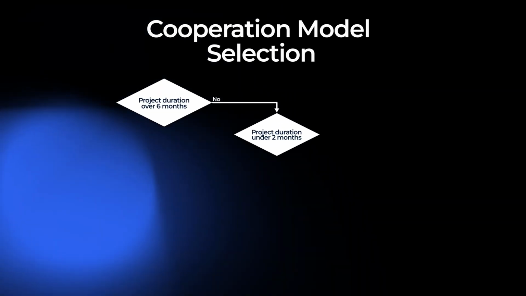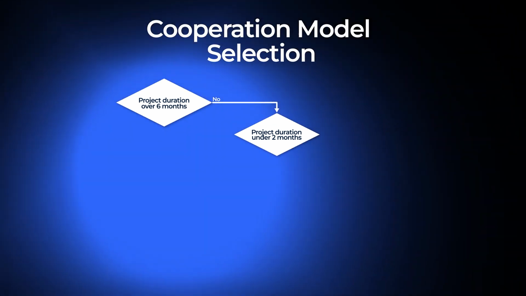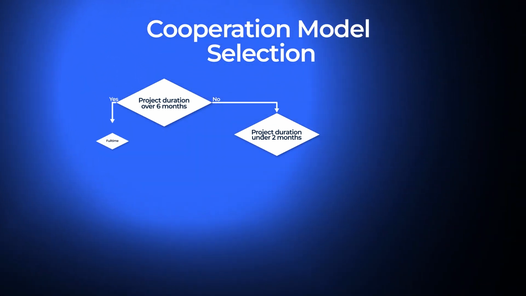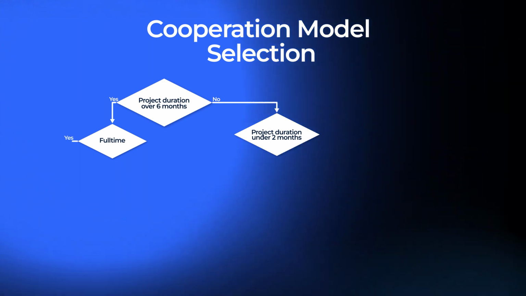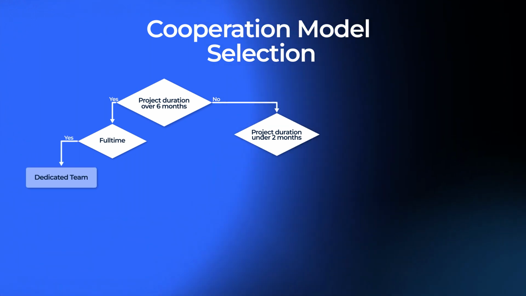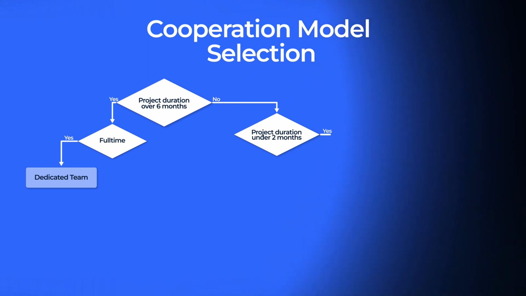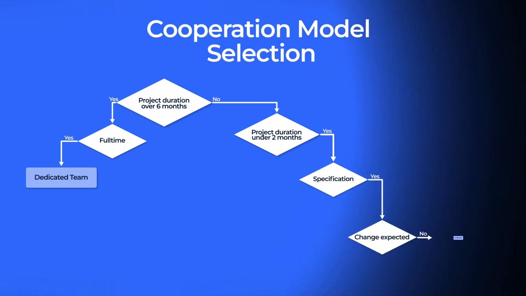Where should clients start when choosing a cooperation model for a software development project? First, the estimated project duration. Would it be short-term or more than 6 months? If the estimated project duration is more than 6 months, and the client needs full-time resources, then a dedicated team is the best choice. If the project duration is up to 2 months, the customer has a detailed specification and doesn't plan to make any changes, then a fixed price model can be used.